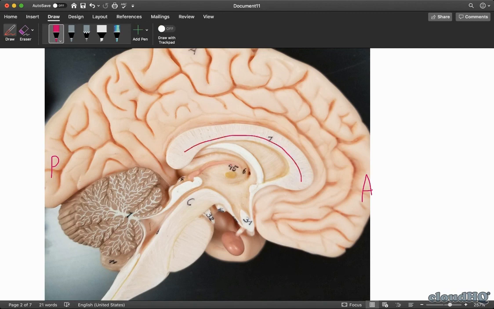So this is the corpus callosum, all right? Corpus callosum. The corpus callosum drops into the fornix, okay? So we go corpus callosum into the fornix. Now, in between those two structures, there is a cavity, all right? This is all hollow. It's actually filled with cerebrospinal fluid, which is actually created in the ventricle. This is the lateral ventricle.